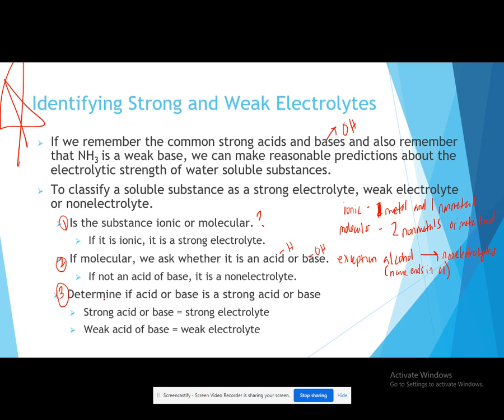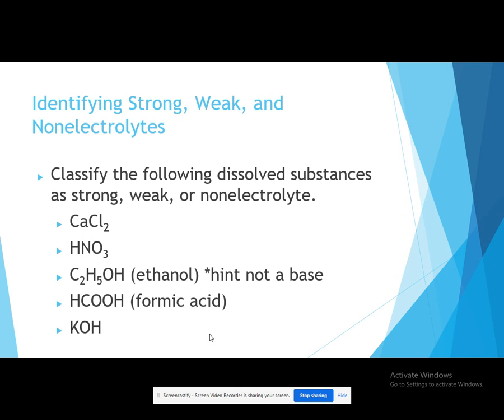So question 3. If it's an acid or a base, is it a strong acid or base? So you would have to refer back to that table. If it's a strong acid, it's a strong electrolyte. If it's a weak acid or base, it's a weak electrolyte. So let's go through these examples. First, I want you to try them on your own and then see how well you do. So take the time to try them now.